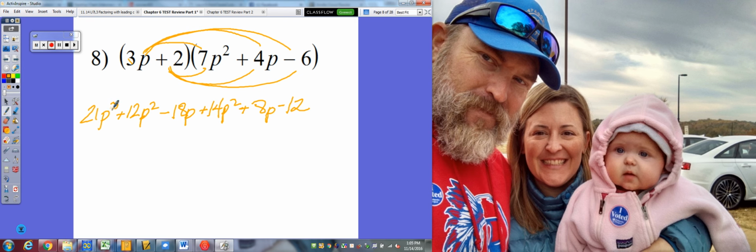Well, now I combine like terms. I don't have any other p to the thirds in this whole line right here. So I'm going to drop this guy, and I get 21p to the third. Nothing changes. 12p squared plus 14p squared, these are my like terms, gives me 26p squared. And then I have this negative 18p plus 8p gives me negative 10p. And then the minus 12 all by itself.